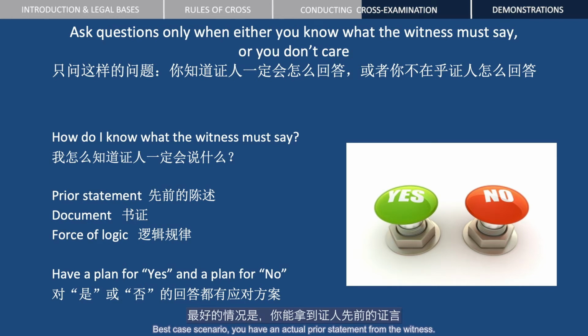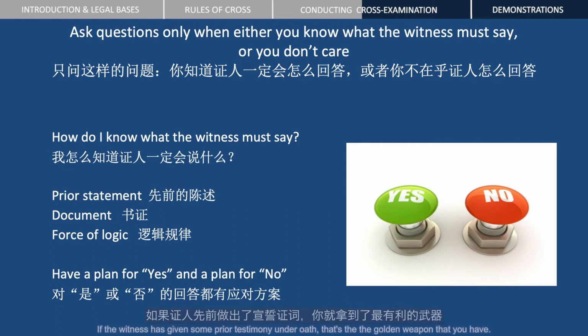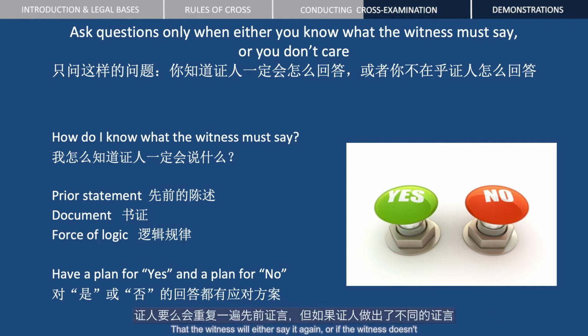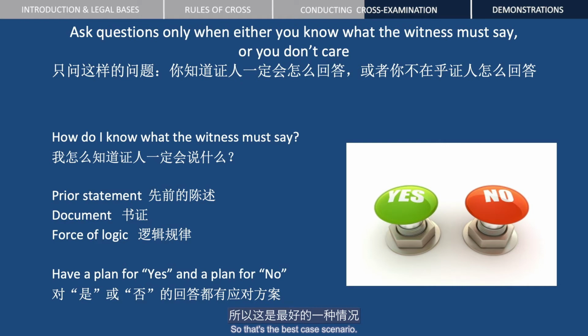Best case scenario, you have an actual prior statement from the witness. If the witness has given some prior testimony under oath, that's the golden weapon that you have. If a witness has previously testified under oath to something, you can pretty much count on that the witness will either say it again, or if the witness doesn't, you can impeach the witness with the prior sworn testimony and get what you need. So that's the best case scenario.